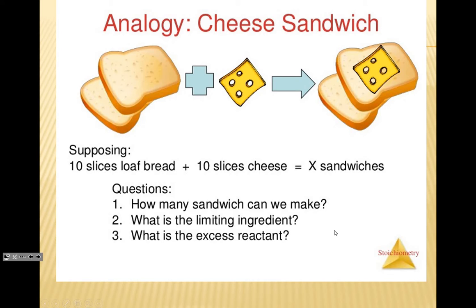Simple version. If I want to make so many cheese sandwiches, and I know it takes 2 pieces of bread and 1 piece of cheese, if I have 10 slices of bread and 10 slices of cheese, how many sandwiches can I make? 5. What's going to be left over? 5 slices of cheese, right. Okay, unless, of course, like me, I like to double the cheese. So if I double the cheese, then I'm going to use everything up, right?